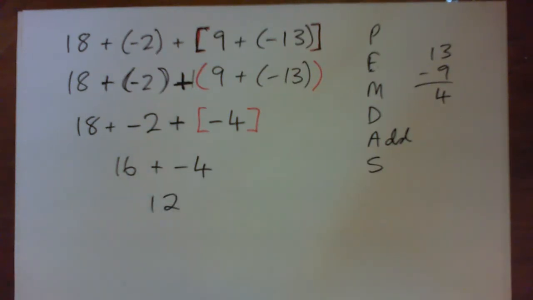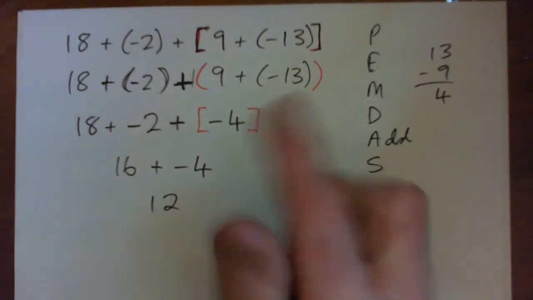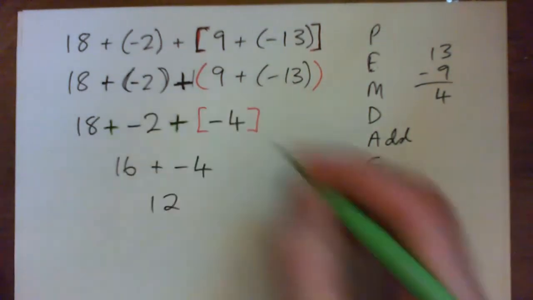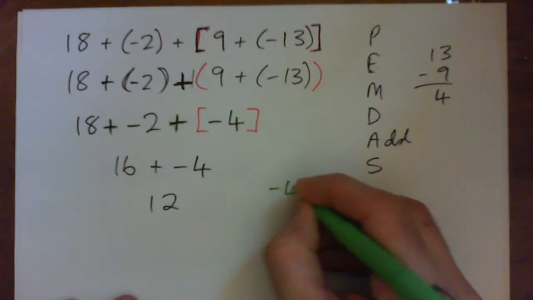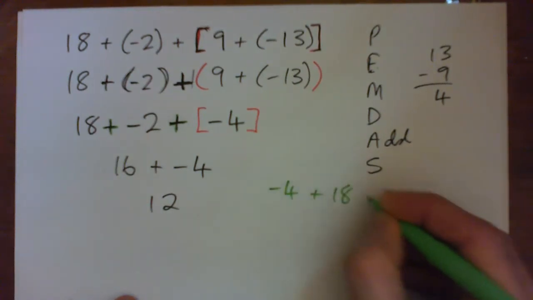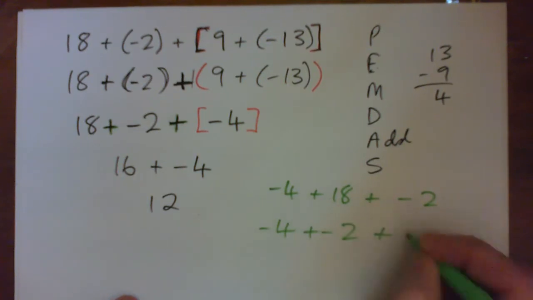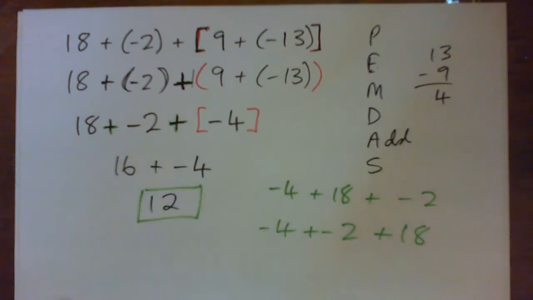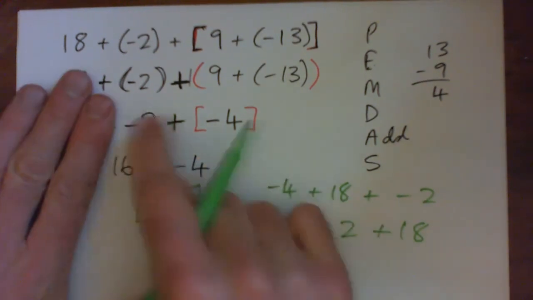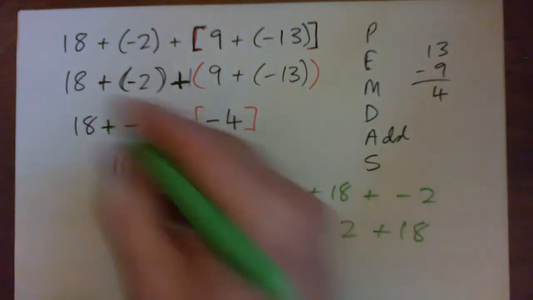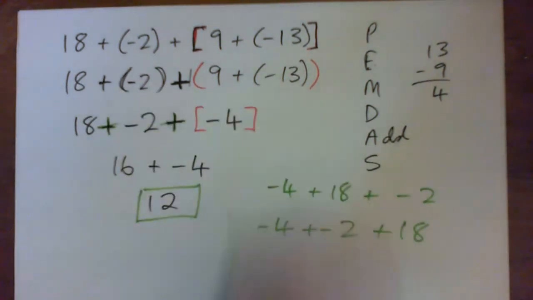12, right? And you didn't even have to go from left to right, because we were just adding a bunch of numbers together, basically. You could have combined it as negative 4 plus 18, then plus negative 2, or negative 4 plus negative 2, then plus 18. It didn't matter, because it'll all end up being 12 in the end, right? Because combine these guys, negative 6. Negative 6 with 18, 12. Because, look, we're just adding a bunch of numbers together. That's all that's happening there, right?